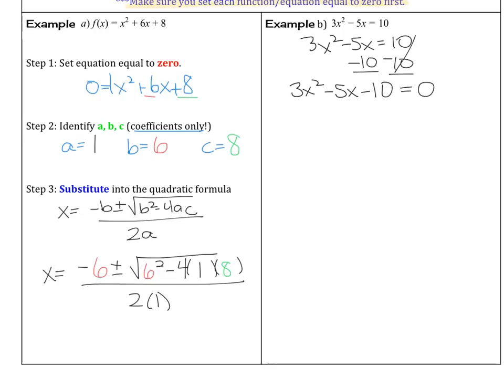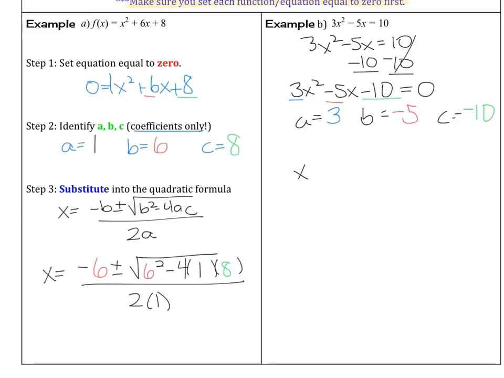Now let's identify a, b, and c. a in this case is 3, the coefficient is 3. And then b in this case is negative 5. And then c is negative 10. Okay, so let's plug it into the quadratic formula.